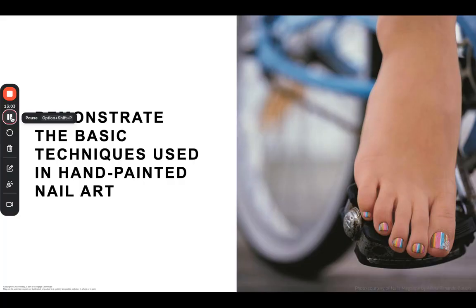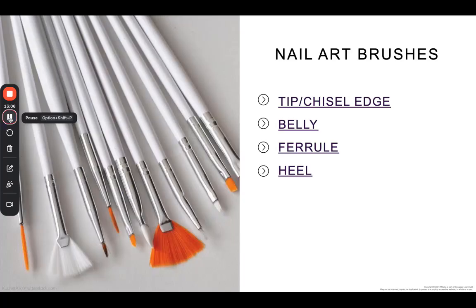Objective 5: demonstrate the basic techniques used in hand painted art. Let's get into the different types of brushes. Hand painting is a very beautiful and often subtle medium. It is very versatile and can be beautiful alone or combined with another medium.